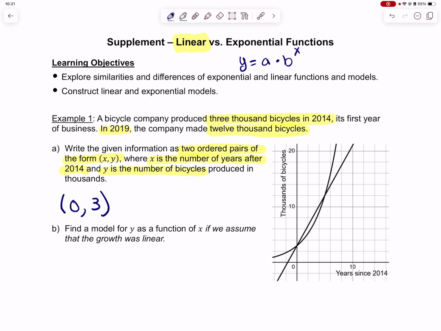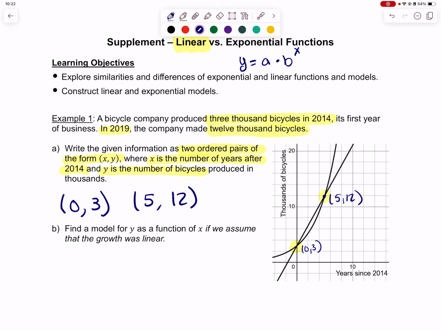Our second ordered pair, we're going to be working with our data for 2019, where we were told that 5 years after 2014, the company made 12,000 bicycles. So we have the ordered pair (5, 12). And now we can see this on the graph that has already been given to us over on the right. These two ordered pairs are where the line and curve that we have cross, the first one being (0, 3), and the second point being (5, 12), that we can see with this.